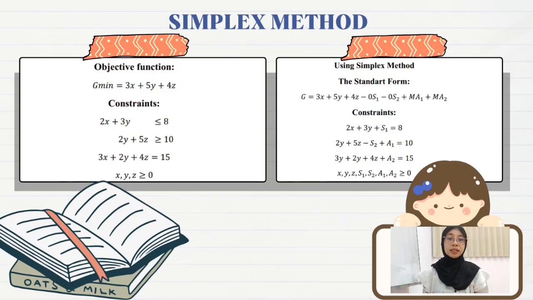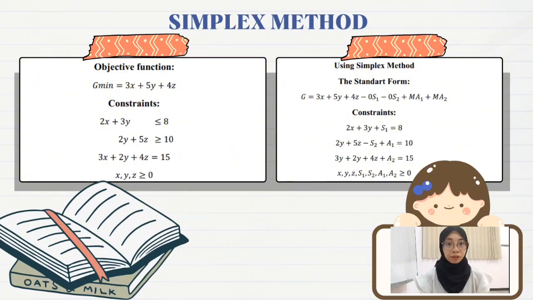2x plus 3y less than or equal to 8, 2y plus 5z more than or equal to 10, 3x plus 2y plus 4z equal to 15, and of course, all variables must be non-negative, x, y, z more than or equal to 0. To solve this using the simplex methods, we need to convert all the constraints into equations in standard form. Since this is a minimization problem and we have constraints with less than or equal to and equal to signs, we will use the big M method, which introduces artificial variables to handle these types of constraints.